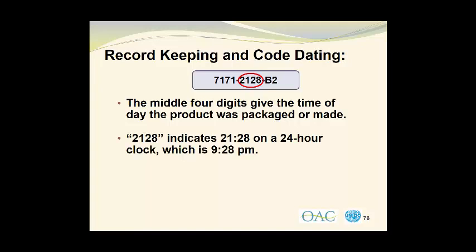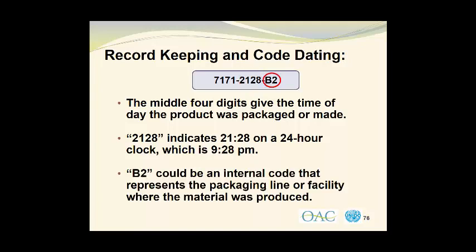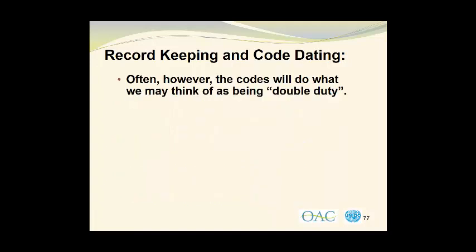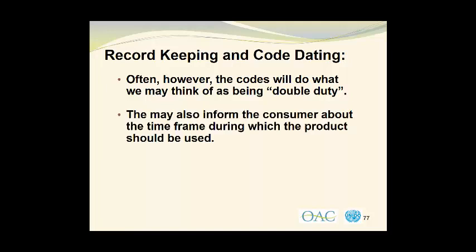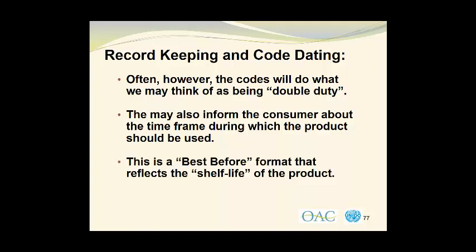2128 indicates 21:28 or 21 hours and 28 minutes on a 24-hour clock, which is 9:28 p.m. B2 could be an internal code that represents the packaging line or the facility where the material was produced. Often, however, the codes will do what we may think of as being double duty. They may also inform the consumer about the time frame during which the product should be used.